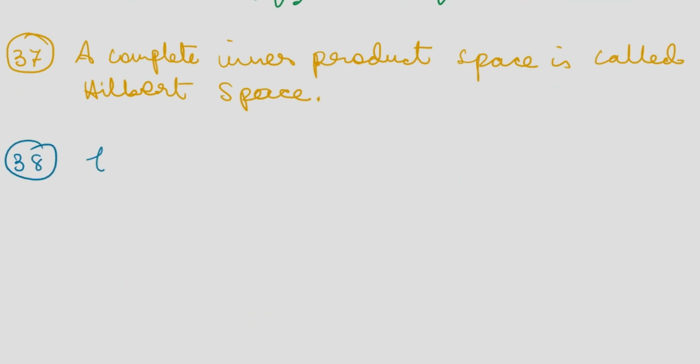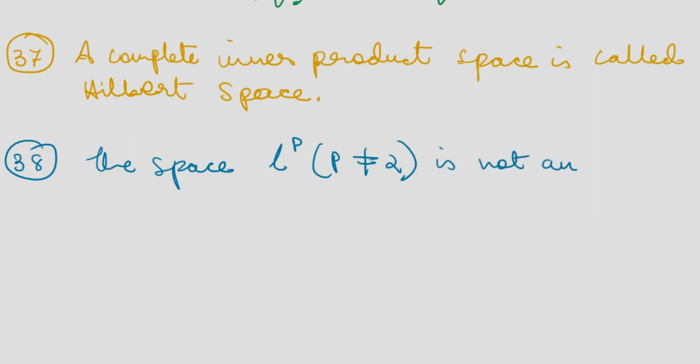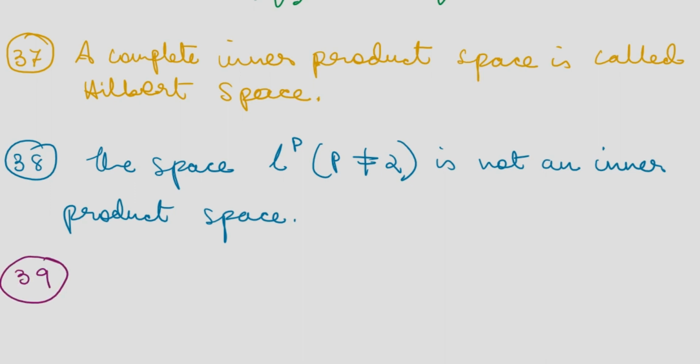Okay, the space L^p, where p is not equal to 2, is not an inner product space. Okay, that's done. Moving on to our next point, that is point number 39.